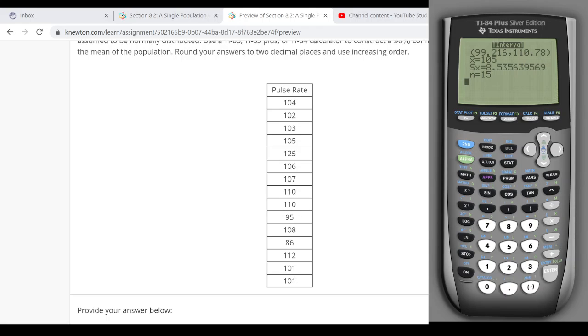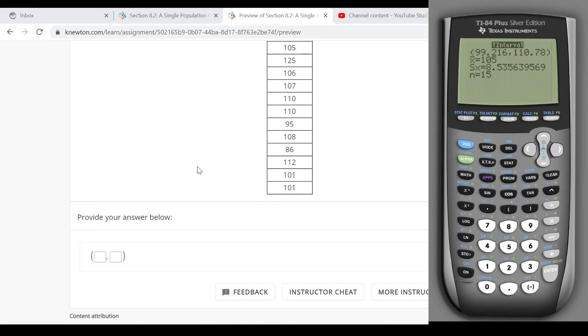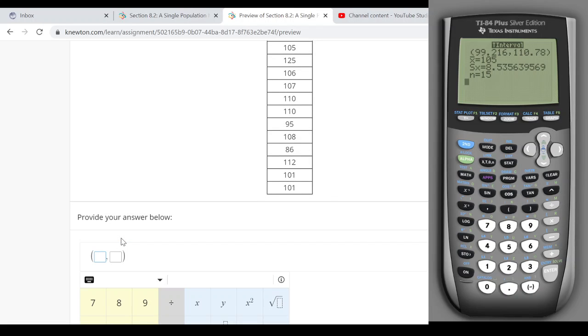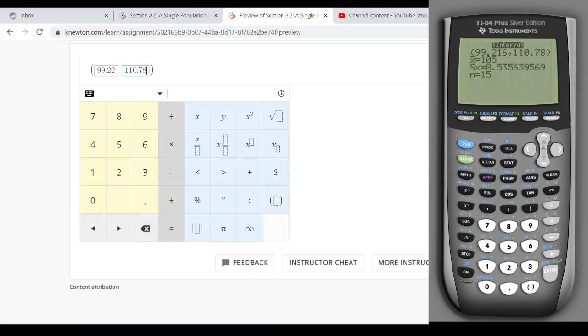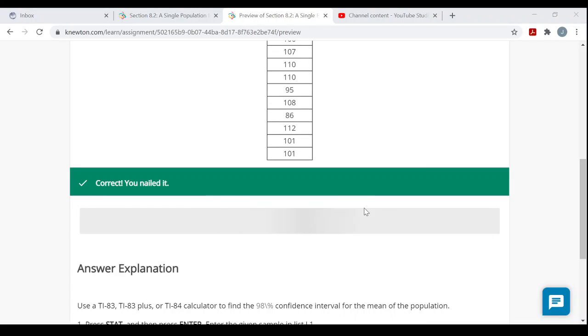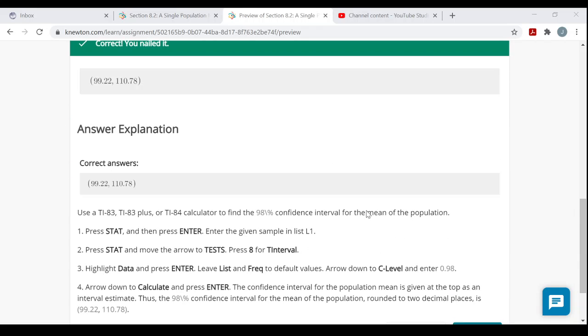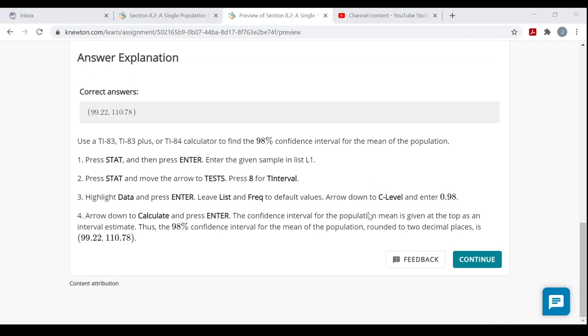Okay, but let me just enter these values now. Low end and high end rounded to 2 decimal places. So the low end 99.22, the high end 110.78. And submit. And again, read through the answer explanations, whether you got it right or wrong, especially if you got it wrong, to see where you went wrong and try to fix it the next time you see a problem like that.